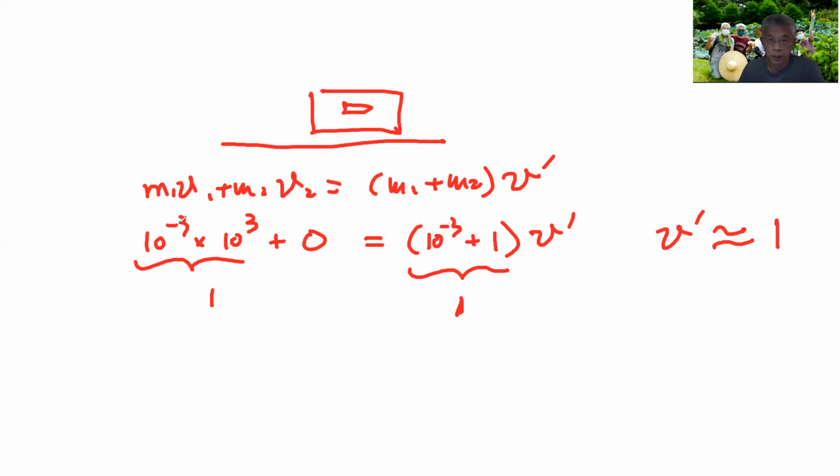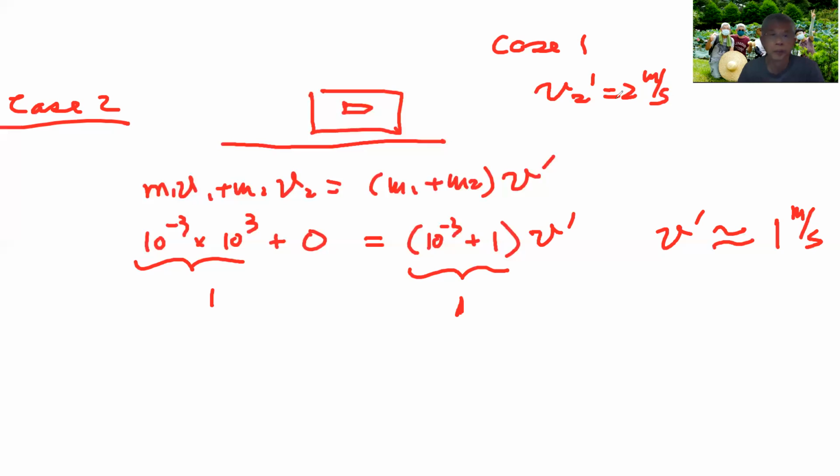So this is 1, and this is almost 1. So v1 prime must be equal to about 1 meter per second. Remember the case 1. So this is case 2, right? In case 2, we have v2 prime equal to about 1 meter per second. Okay, let's check case 3 now. Case 3, what would happen?